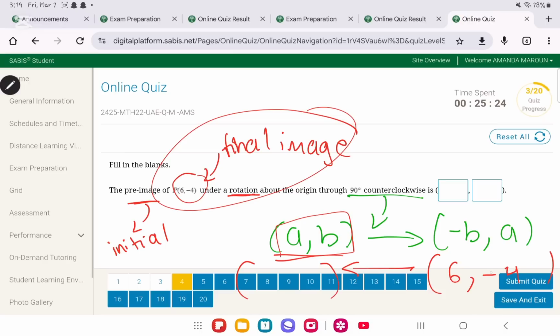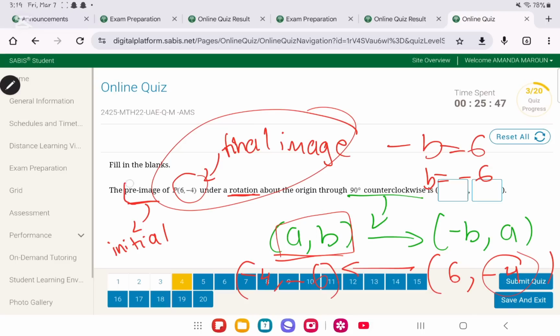So what's going to happen now? -4 is A, so it will stay as -4. But -B is equal to 6, which means B is equal to -6. So very simply, B is going to be -6. Through a 90 degrees counterclockwise rotation, it changes (A, B) into (-B, A).